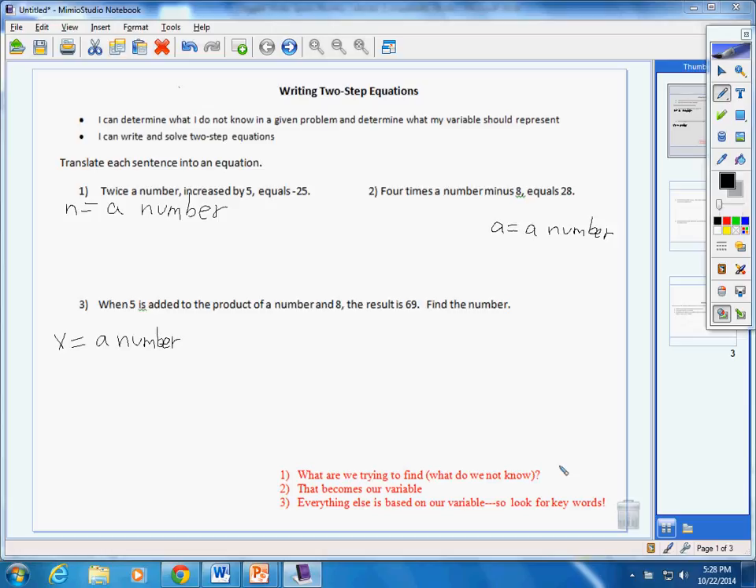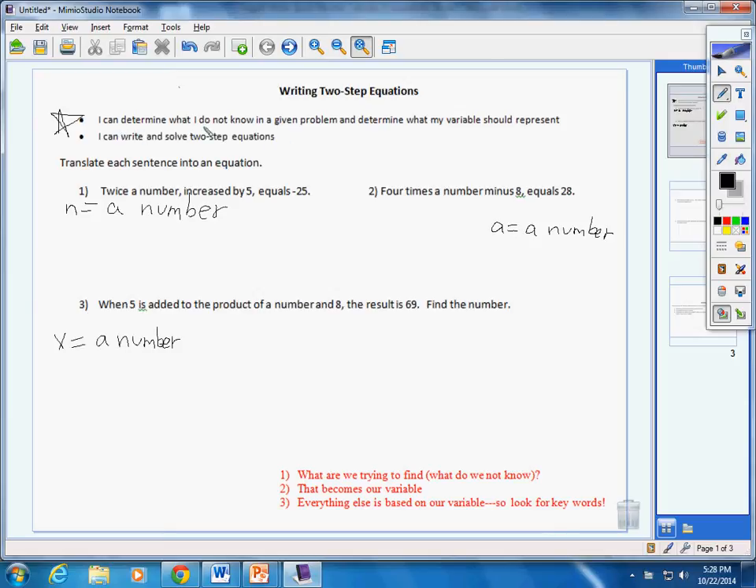Determine what I do not know in a given problem and determine what my variable should represent. And I can write and solve two-step equations. These are the two things that by the end of the lesson we're hoping that we'll be able to do. And maybe not directly after we finish watching the video, but at least after we practice tomorrow in class. Okay? So keep this part in mind.